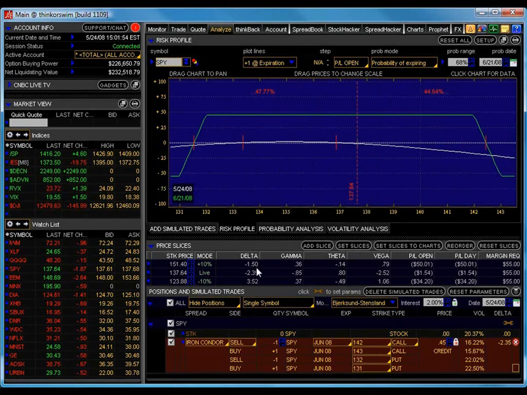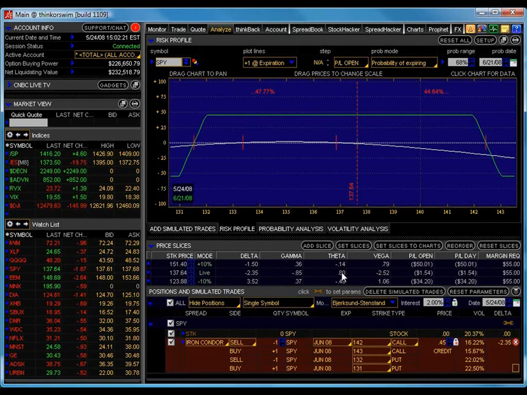Let's also take a look at our delta. Our deltas are negative because we are selling more expensive options than we're buying. But our theta is also positive. In other words, we're going to be collecting on average 80 cents a day for every day that we hold this position. Is that linear? No, it's not a linear theta.